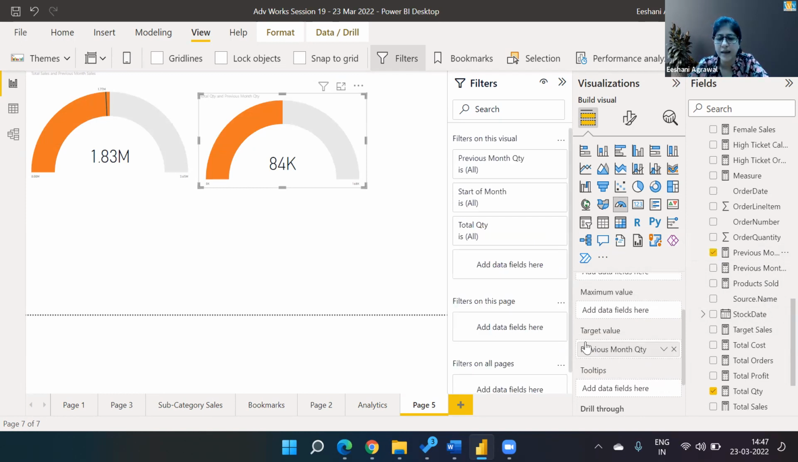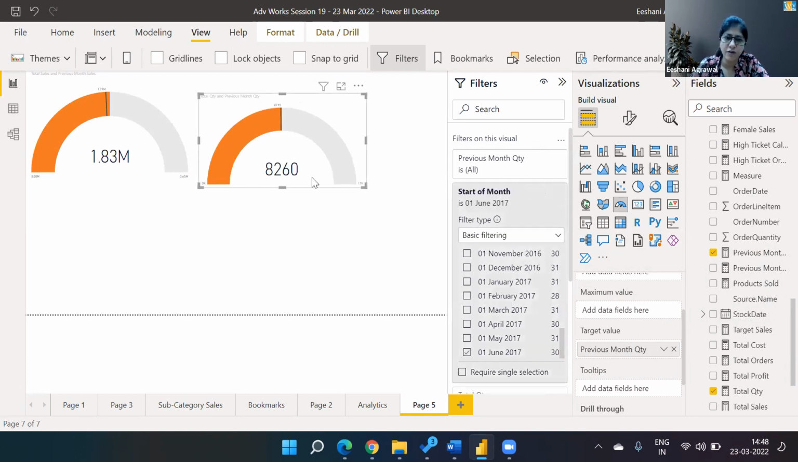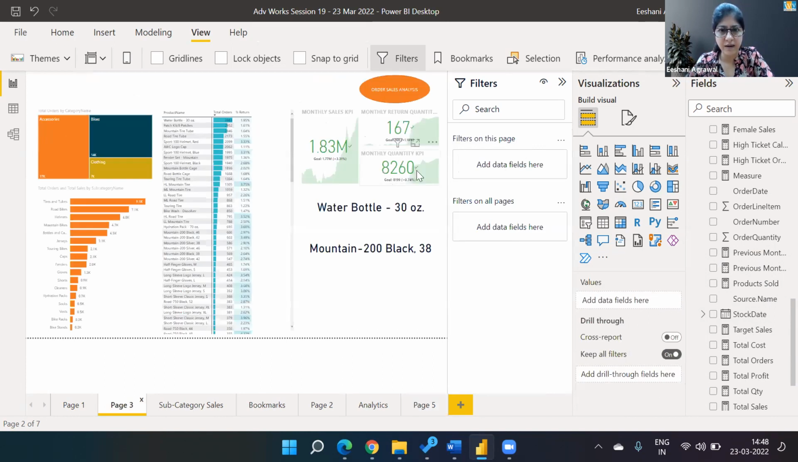Okay. So like I said, what we could have also done, we could have said, okay, in the start of month, I don't want all the start of month, I want the last month. This is also giving me the same idea. 8260 was the total quantity sold and target was 8199. I have done more than that. Exactly the same thing, right?